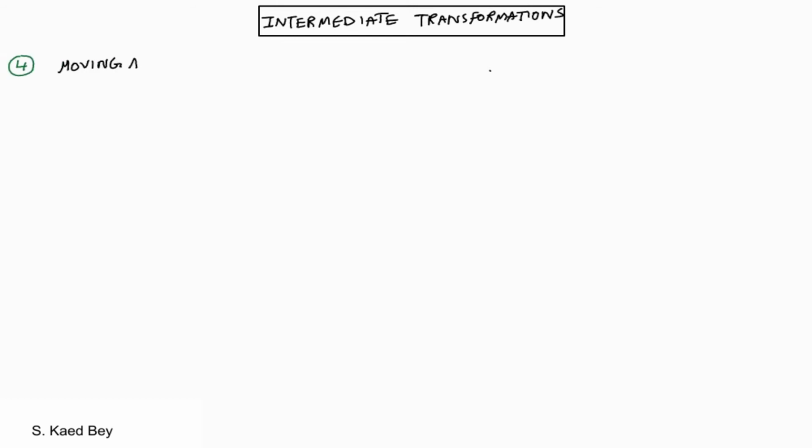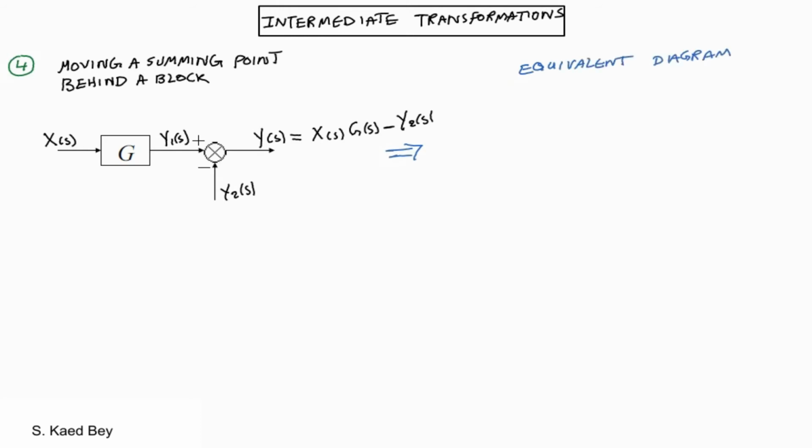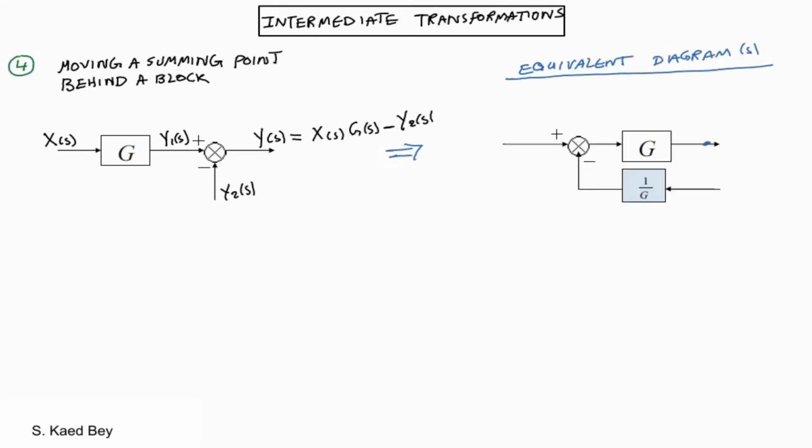The fourth transformation is the intermediate transformation, which is moving a summing point behind the block. Suppose we have a combination where we have a summing point present after the block as shown here. We need to move the summing point behind the position of the block without changing the response. So for this, a block with gain, which is reciprocal of the actual gain, is to be inserted in the configuration in series.